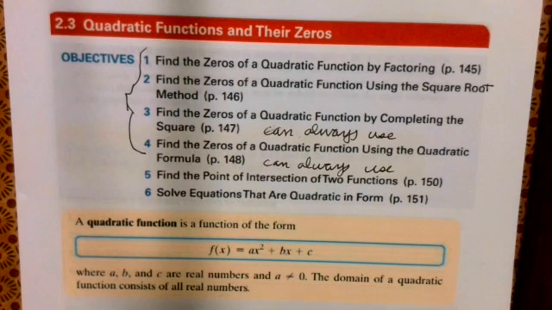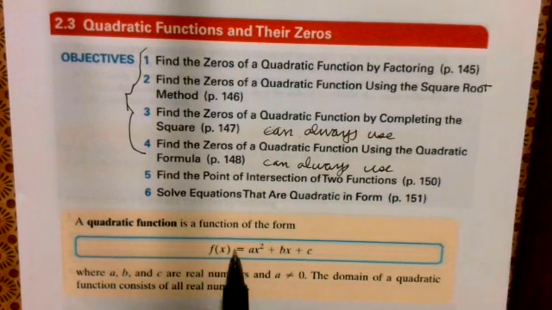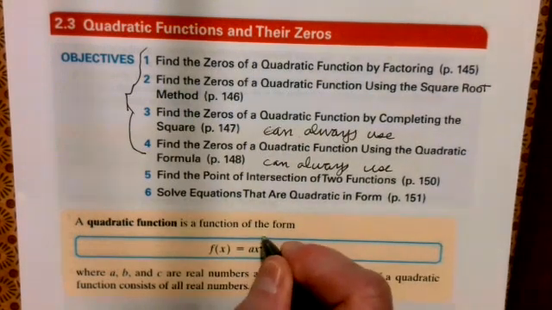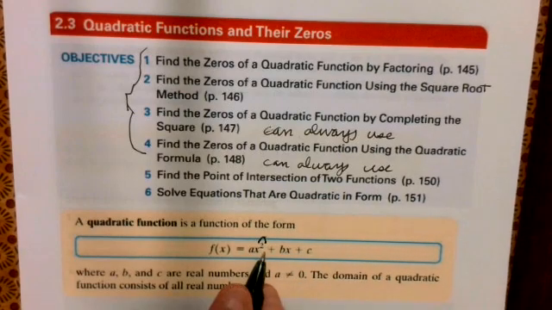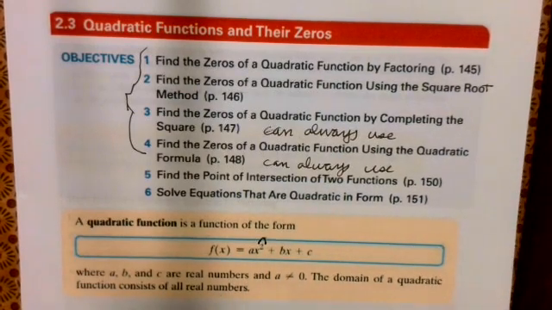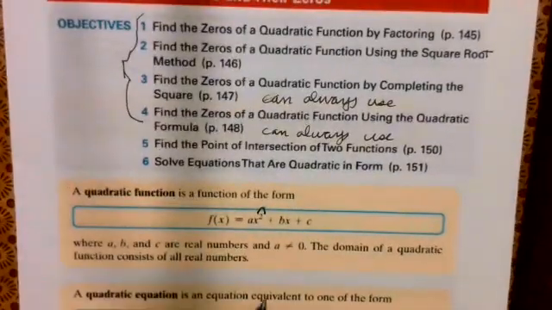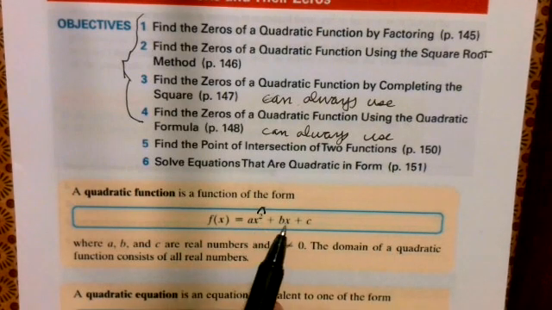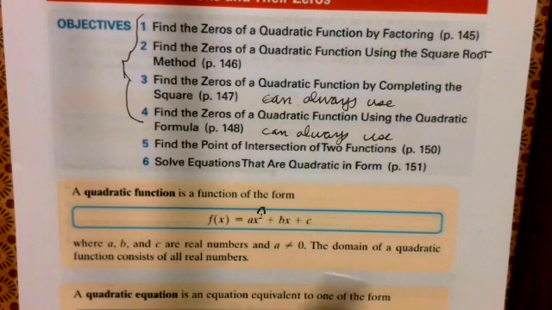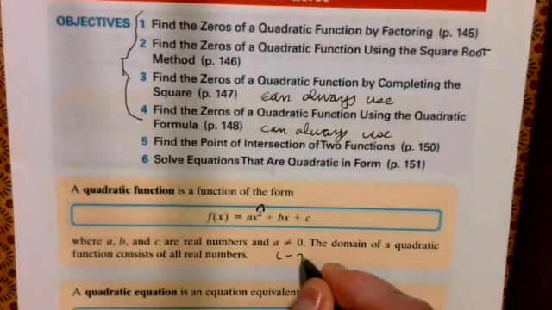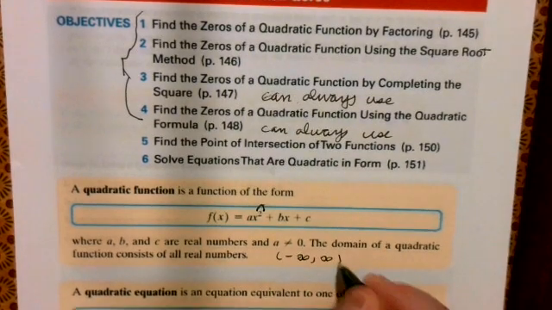This is what a quadratic function looks like. f(x) = ax² + bx + c. And what really makes it a quadratic equation is the 2 right here. So this is what we call standard form for a quadratic equation. And a, b, and c have to be real numbers with a not equal to 0, because if a was equal to 0, then it'd be a linear equation. The domain of a quadratic function consists of all real numbers. So that means from negative infinity to infinity.